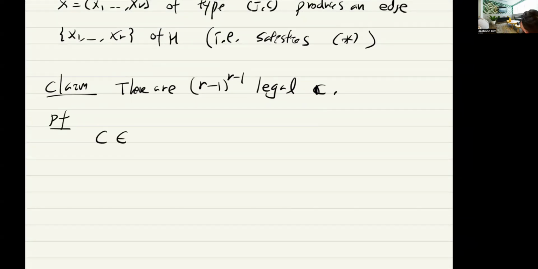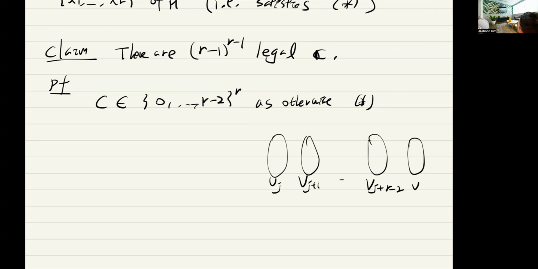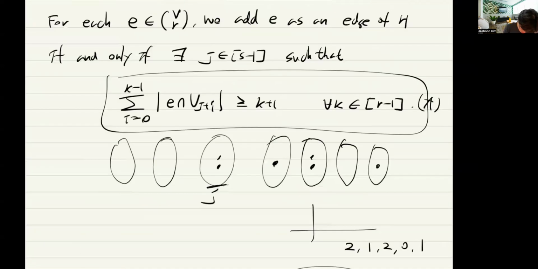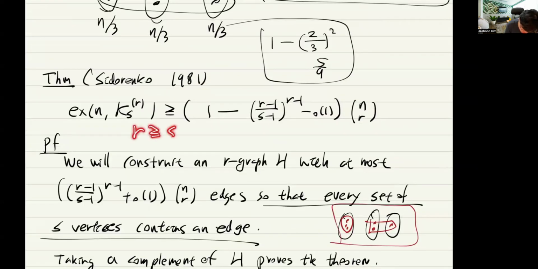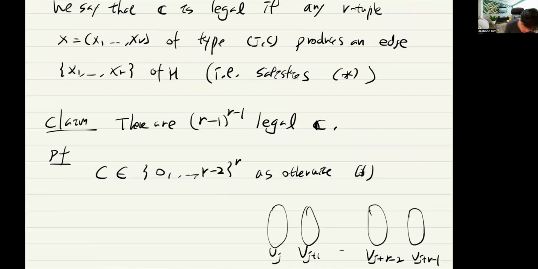First, what we know is that this C has to be chosen from this set. So all the Ci must have value between 0 and r-1, r-2, because otherwise, it's star. So you have Vj, Vj plus 1, Vj plus r-2, Vj plus r-1. Here, we know that the S is at least R, so at least R plus 1. So we can assume that this holds. Otherwise, if it's just an edge, the extremal number of one edge is not so interesting.